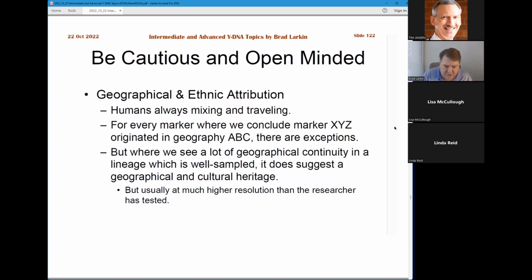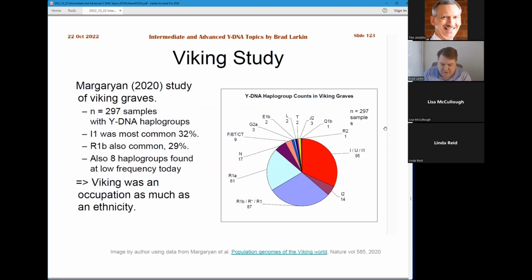My way of looking at it is to be cautious and open-minded and to realize that humans have always been mixing and traveling. For every marker where we conclude that marker XYZ originated in a specific geography, there are exceptions, but where we see a lot of geographical continuity in a lineage, which is well sampled, it does suggest a geographical and cultural heritage. The challenge is that usually you need much higher resolution than what people did with STRs, like Y37, and they're trying to draw conclusions up. So it's a phenomenon I call a mountainous conclusion out of a molehill of data.